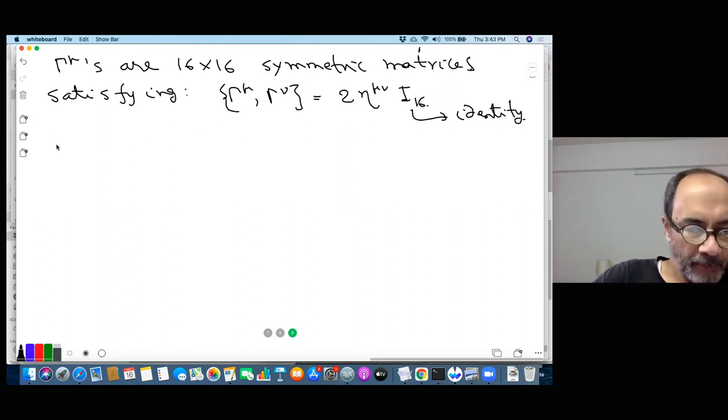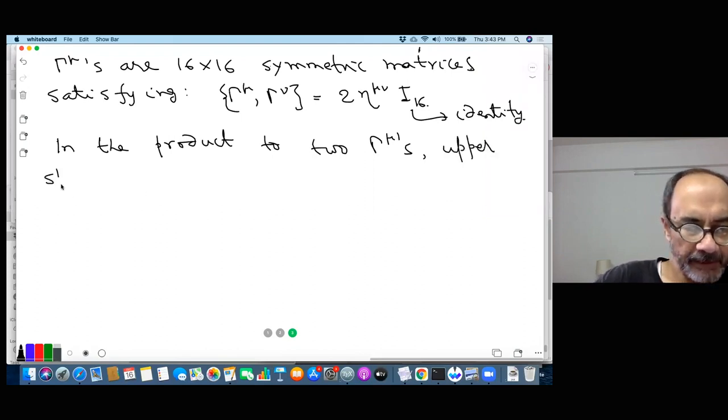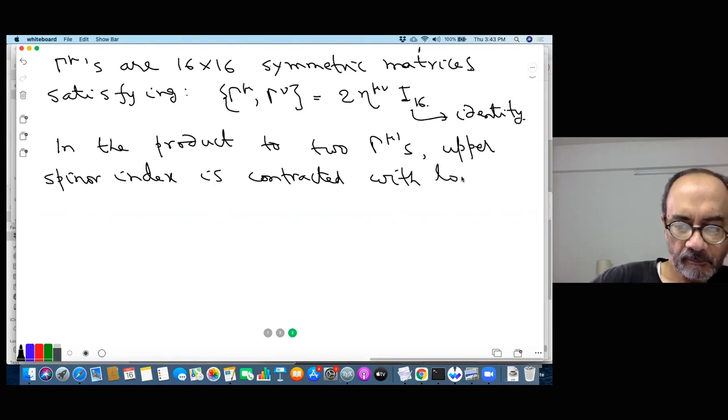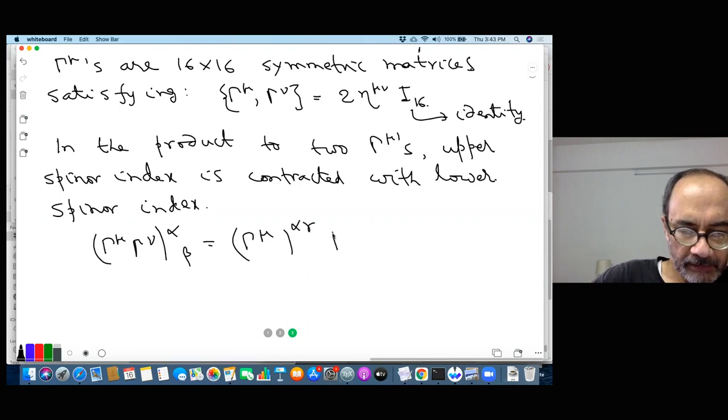Okay. The only subtle point that you have to remember is that in the product of two gamma matrices, of two gamma mu's, upper spinor index is contracted with lower spinor index. Okay. So, for example, when you talk about gamma mu gamma nu, alpha beta, okay, this actually stands for gamma mu alpha gamma, gamma nu gamma beta. Okay, so that upper index and lower indices are contracted.